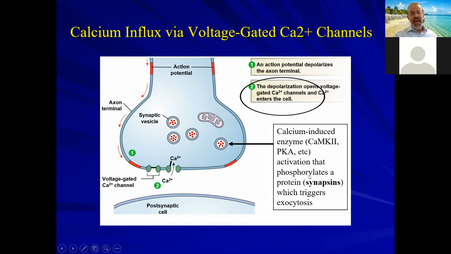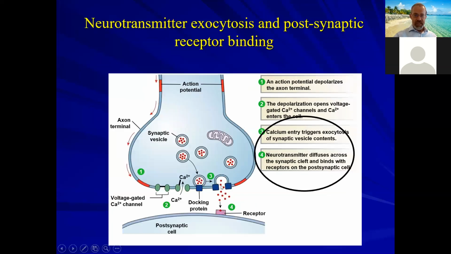These kinases add a phosphate group to a protein called a synapsin. And it's the synapsin which actually guides the synaptic vesicle to the membrane. So calcium influx activates these enzymes, which in turn phosphorylate the synapsins, and synapsins act as kind of a shuttle or a guide that translocates the vesicle to the membrane, as you can see. And then the neurotransmitter is exocytosed.